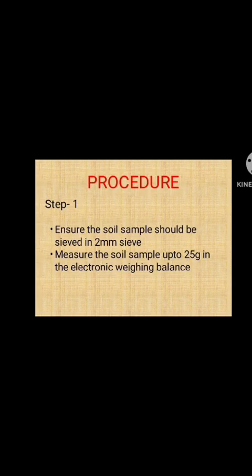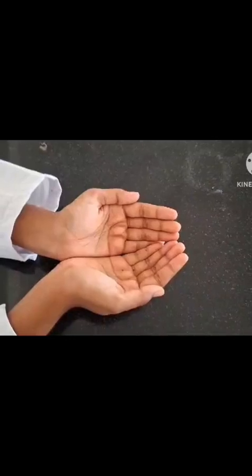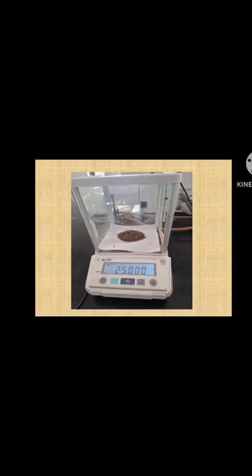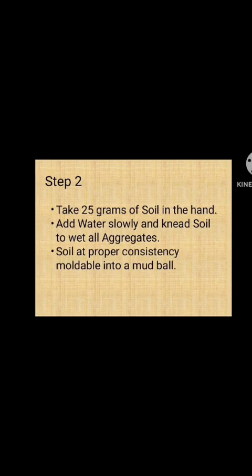Step 1 in the procedure: ensure the soil sample is sieved through a 2 mm sieve. Measure the soil sample up to 25 grams on the electronic weighing balance. Step 2 in the procedure: take 25 grams of soil in the hand, add water slowly, and knead the soil to wet all aggregates. Soil at proper consistency is moldable into a mud ball.